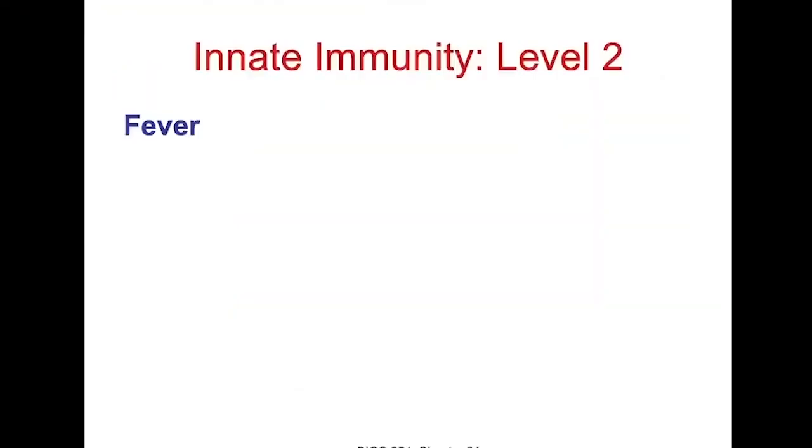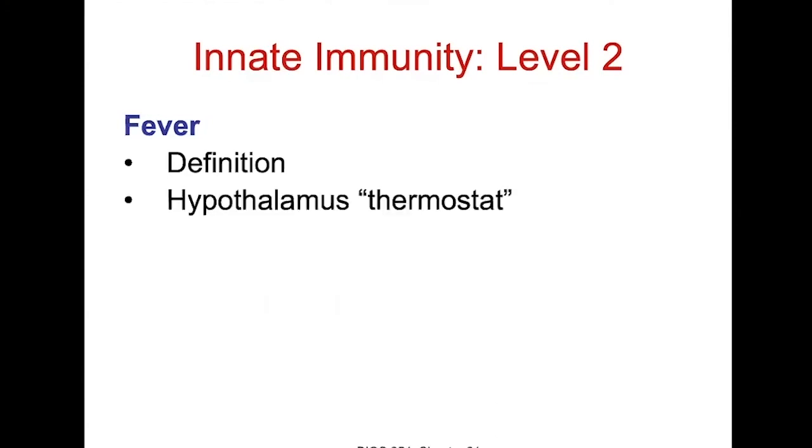Let's look at fever now. We're still in level 2 of the innate immune response. Normal body temperature is between 36 to 38 degrees Celsius or 97 to 99 degrees Fahrenheit. A fever is when the temperature is elevated, higher than the normal range. The hypothalamus is your thermostat, so it sets your temperature.